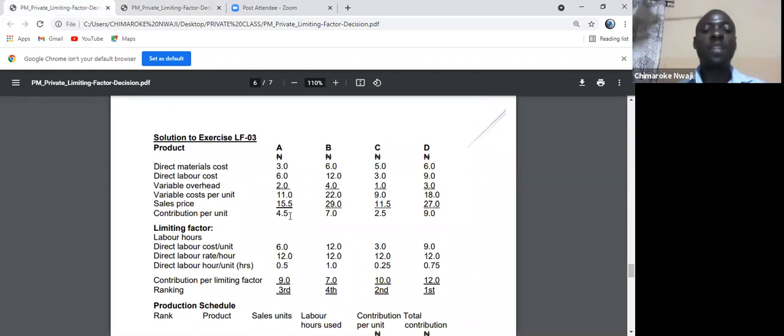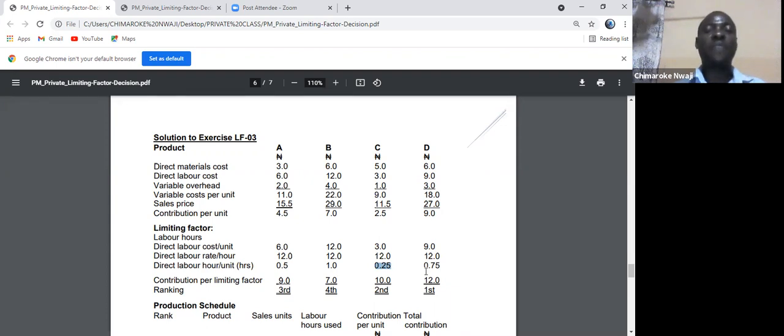So we simply say step 1, 4.5, divided by step 3, 0.5. So 4.5 divided by 0.5 will give you 9. And so that's how we got this 9. The same thing here, 7.0 divided by 1 will give you 7.0. And 2.5 divided by 0.25 will give you 10. And 9 divided by 0.75 will give you 12.